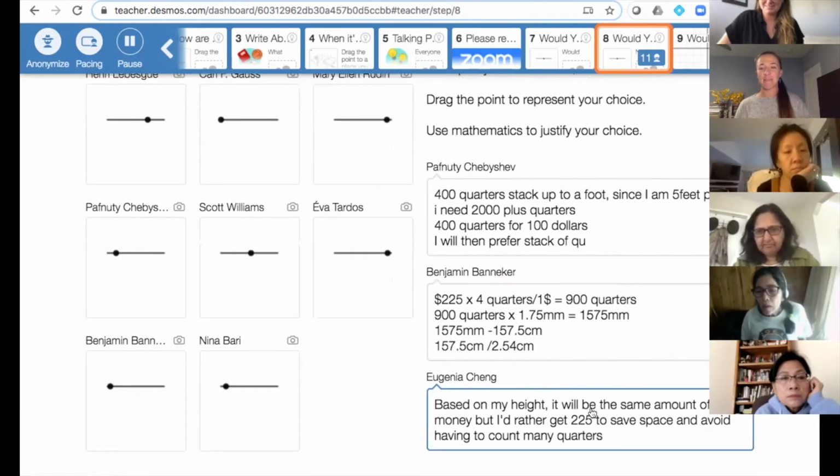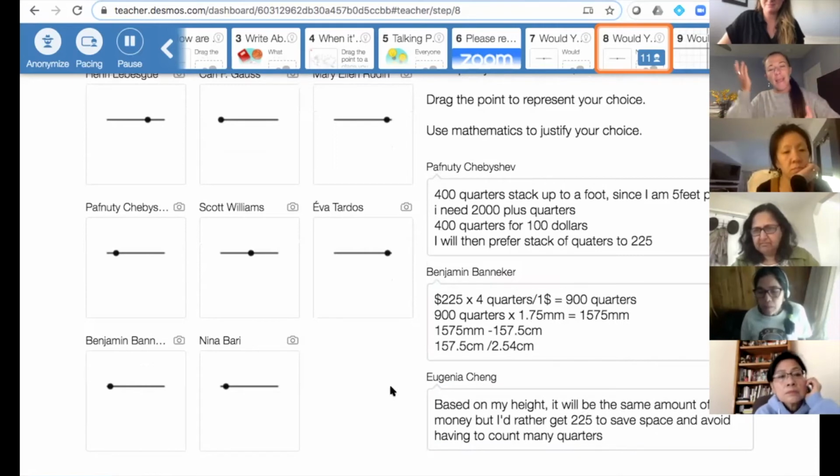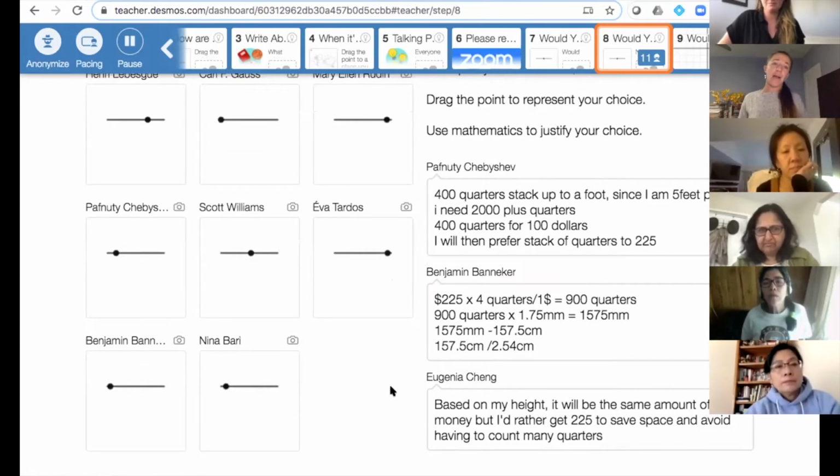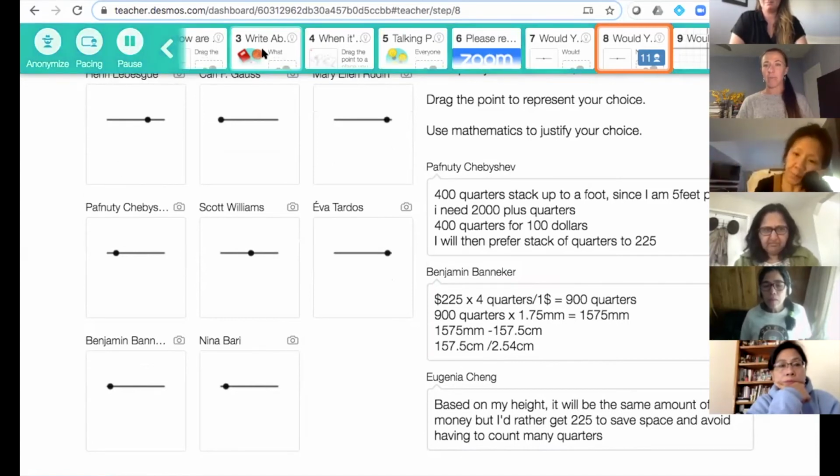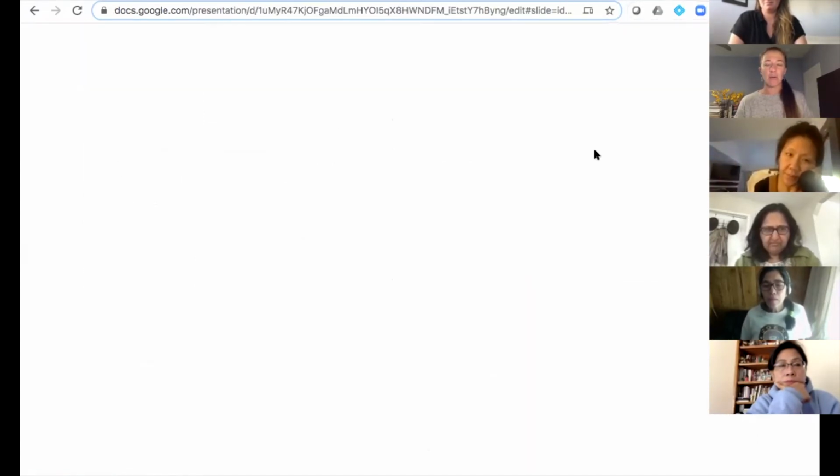Nice. Based on my height, it would be the same amount of money. Interesting. Aha. So that's totally possible, right? And what we saw in the previous slide, like what information would be useful, you said, I would probably want to know how tall I am, because if I'm really short versus really tall, it's going to depend, right? So I'm going to pause for a moment and circle back to our slide deck.